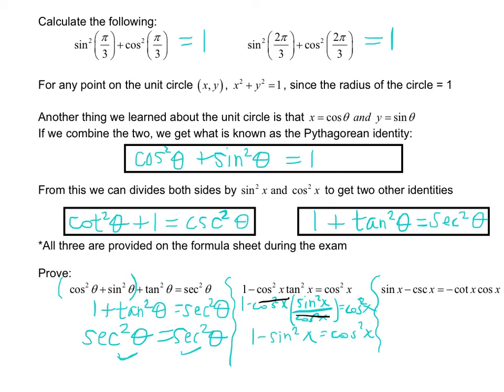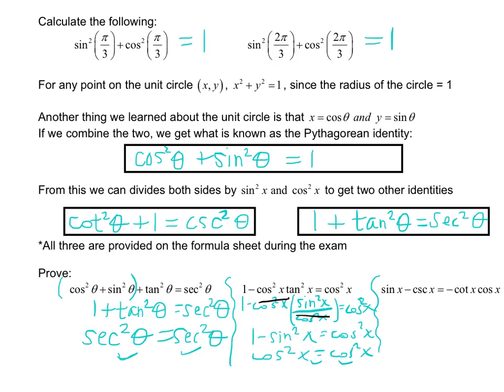Well, let's take a look. Cosine squared plus sine squared equals 1. What happens if I subtract sine squared from both sides? Then I get an identity for cosine squared alone. Cosine squared equals 1 minus sine squared. So that gives us enough to prove that this is in fact an identity. It's true for every value of x.